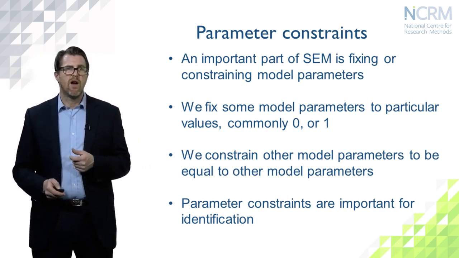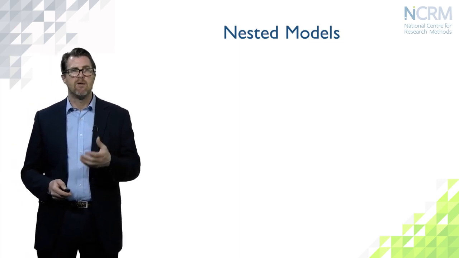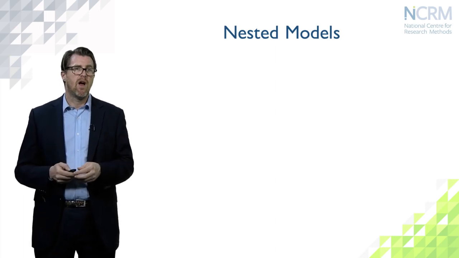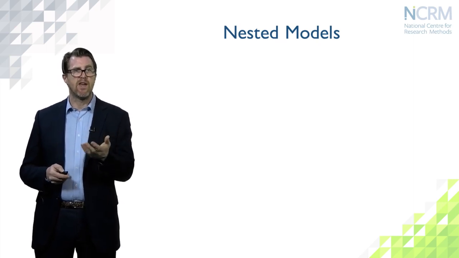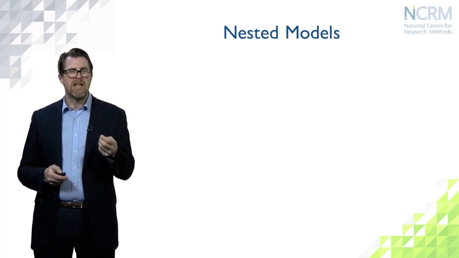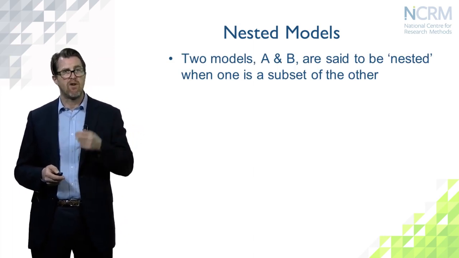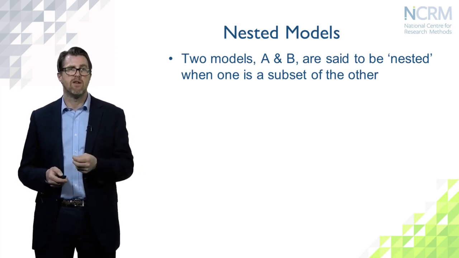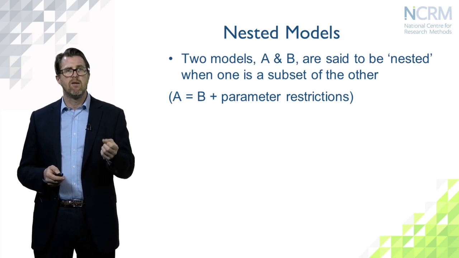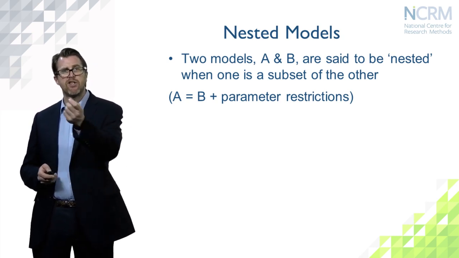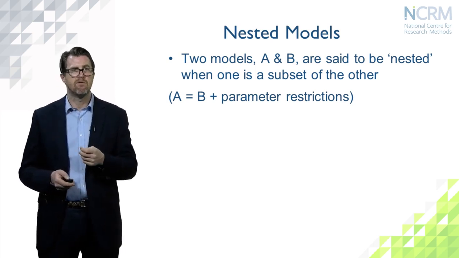Now, I said that we can use the likelihood of our model to test how well it fits the data by comparing our model with another model. When we do this, the two models that we compare have to be what is called nested, one within the other. So what do we mean by nested? Well, it's precisely this: one model is a subset of the other, or the parameters in one model are a subset of the parameters in the other model. Another way of saying this is that if we have two models, A and B, then model A is the same as model B, but it just adds some additional parameter restrictions. So A is B plus parameter restrictions.